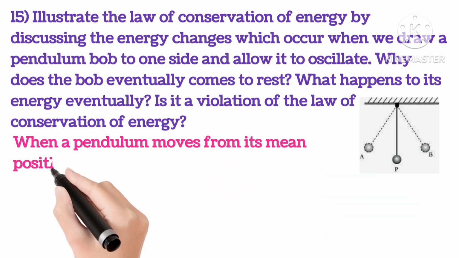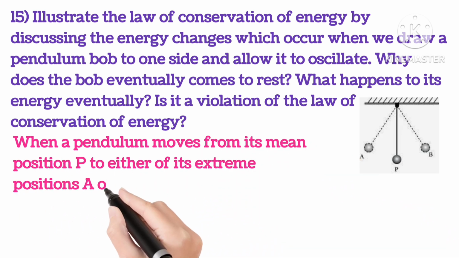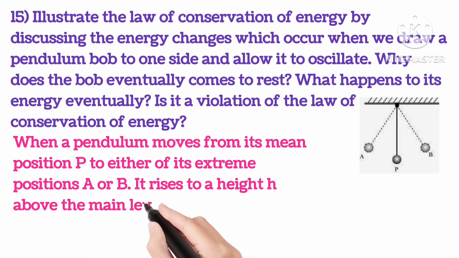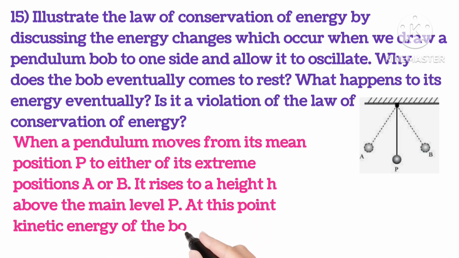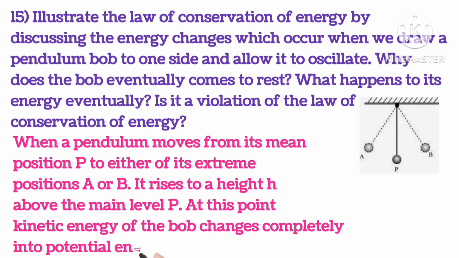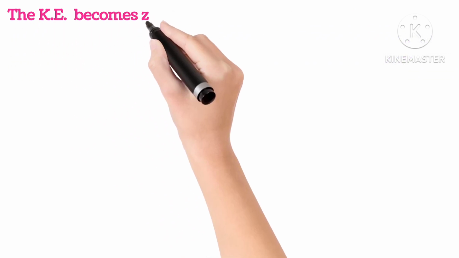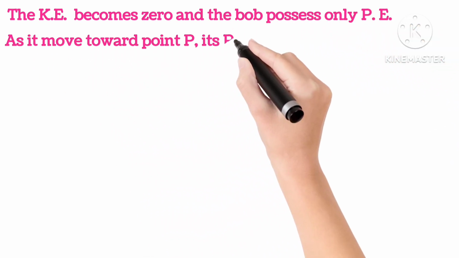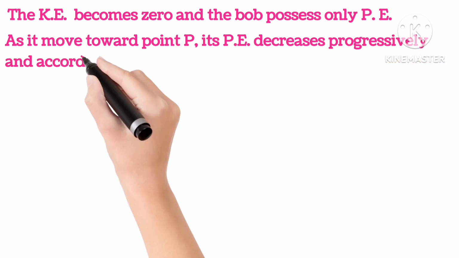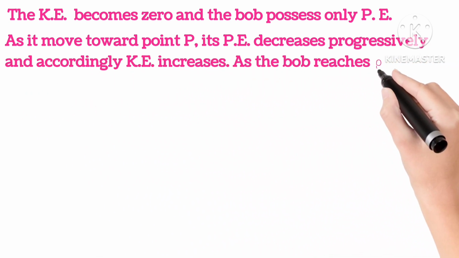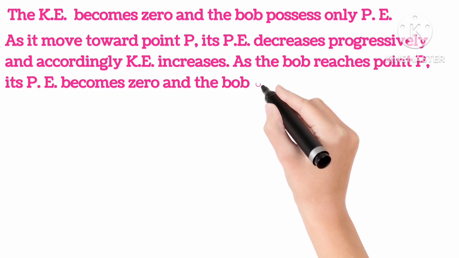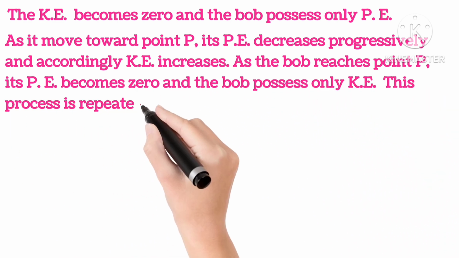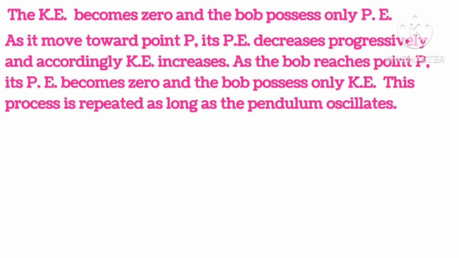When a pendulum moves from its mean position P to either of its extreme positions A or B, it rises to a height h above the mean level P. At this point, kinetic energy of the bob changes completely into potential energy. The kinetic energy becomes zero and the bob possesses only potential energy. As it moves towards the point P, its potential energy decreases progressively and accordingly kinetic energy increases. As the bob reaches point P, its potential energy becomes zero and the bob possesses only kinetic energy. This process is repeated as long as the pendulum oscillates.